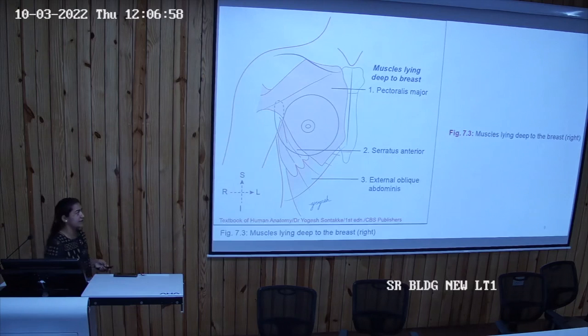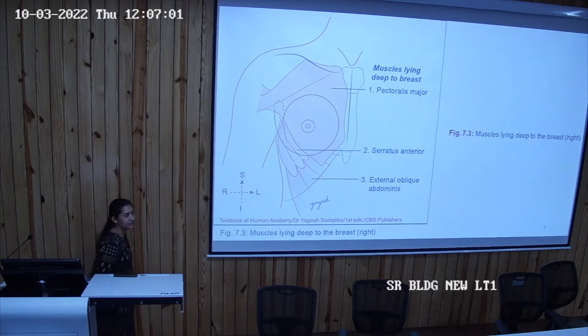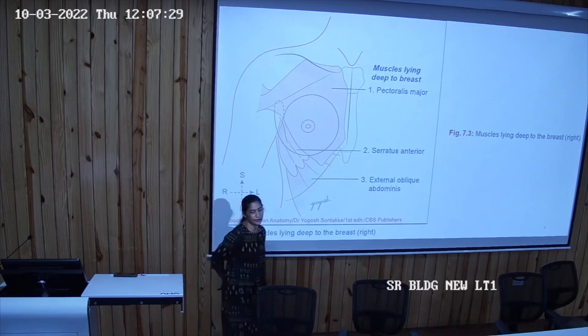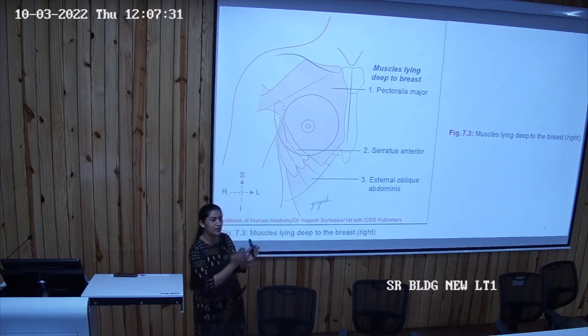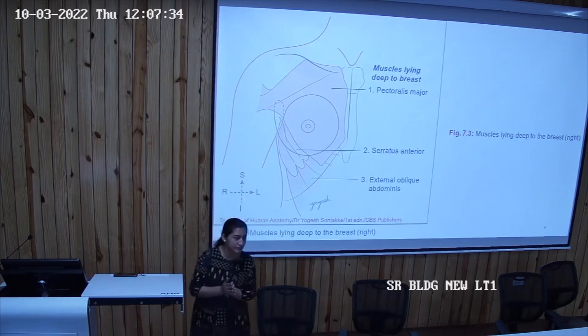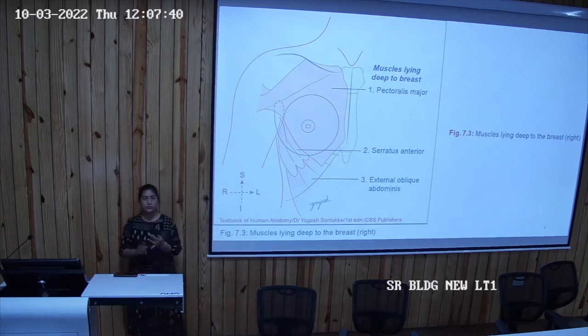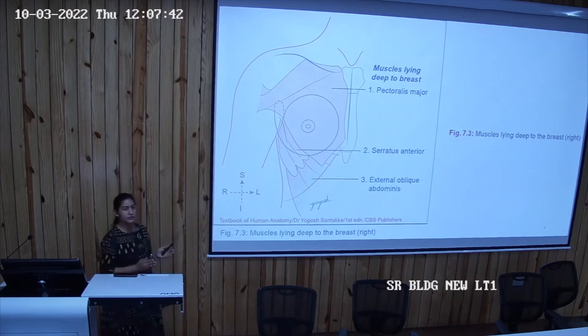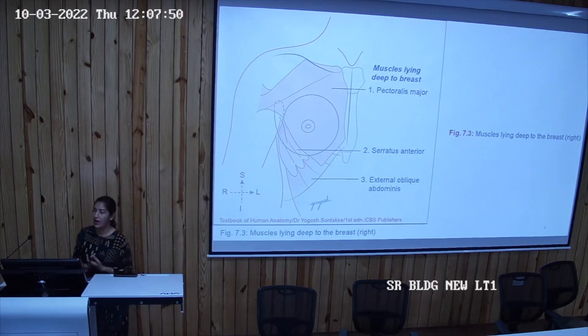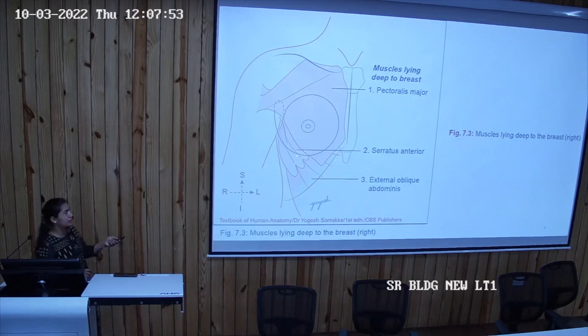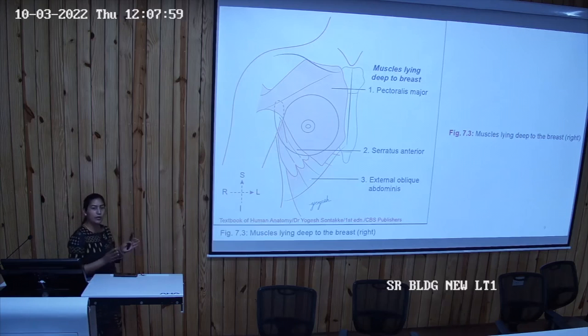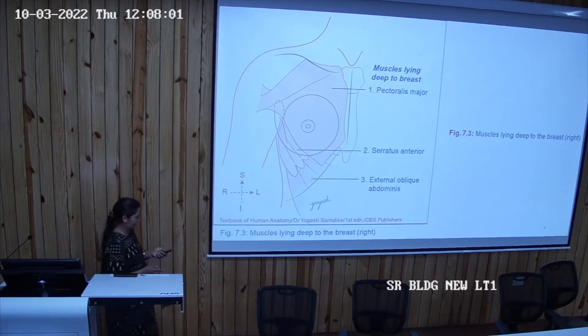Next is the serratus anterior muscle. What is the attachment of the serratus anterior muscle? They attach to the first to eighth ribs, so they are covering the anterior chest wall. Then is the external oblique muscle. The external oblique is a muscle of the abdomen. Some fibers of the external oblique take origin from the lower rib cage. So that is also forming the bed or the relation of the mammary gland.